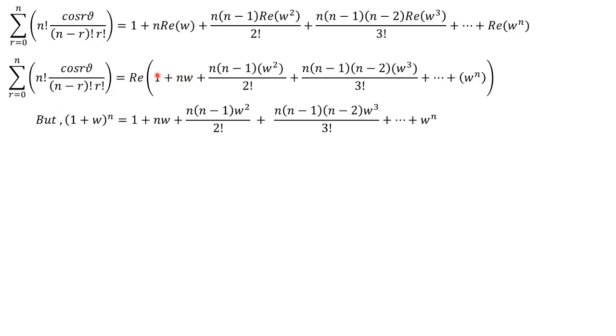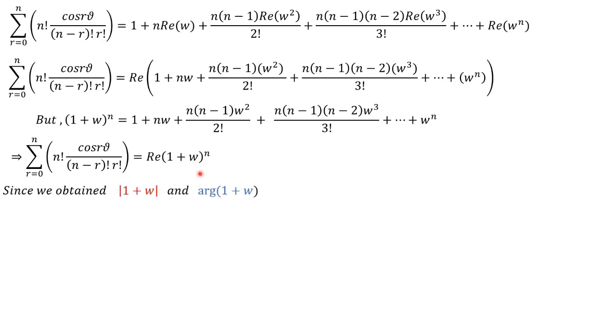You come back to what is inside this expression, because this term here is the same as the binomial expression we did in the previous question. So from this you can write the sum as the real part of the complex number 1 plus omega raised to the power n, simply. Remember, we obtained the modulus of the complex number 1 plus omega, and we obtained its argument.